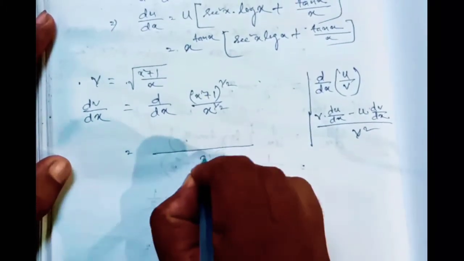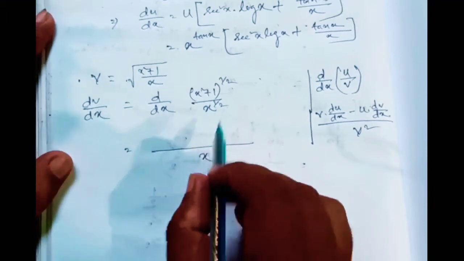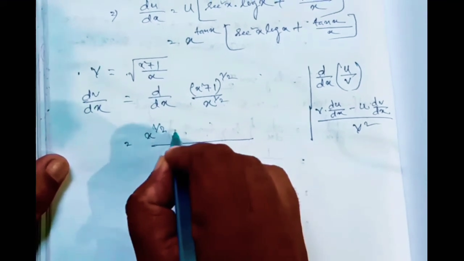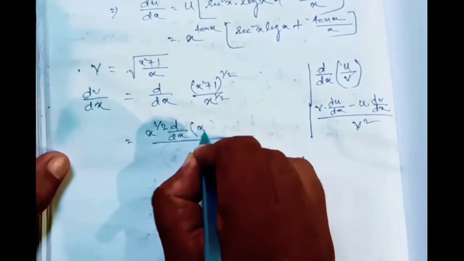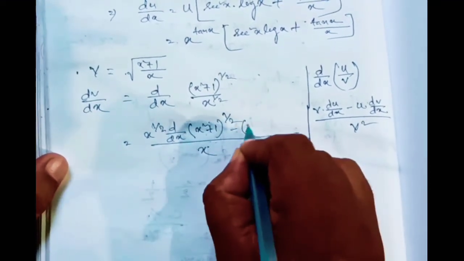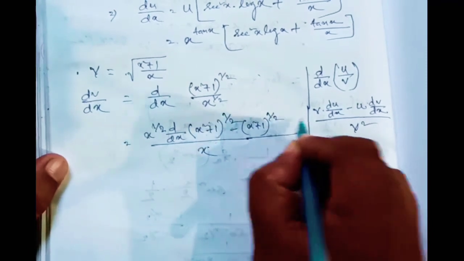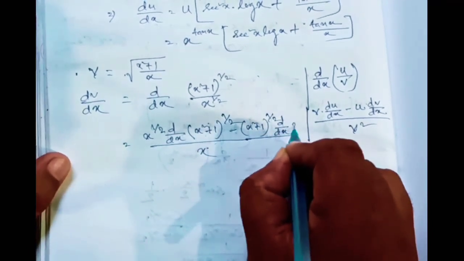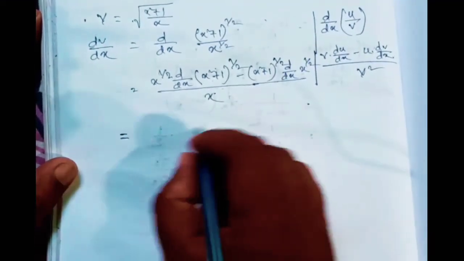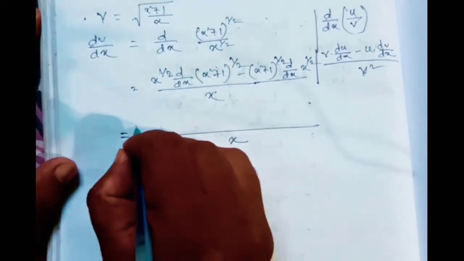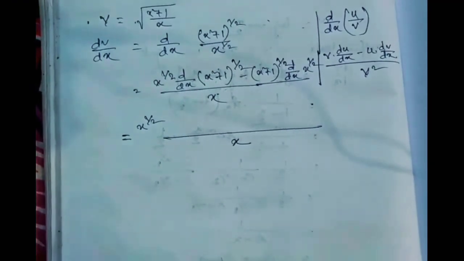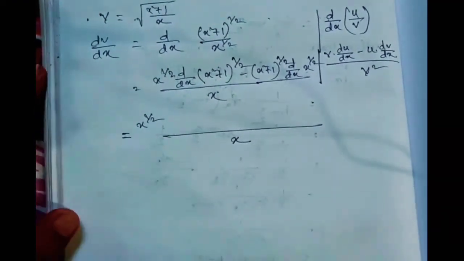What are we getting? x, next that is x to the power half square. So next x to the power half should remain here, d/dx of (x square plus 1) whole to the power half, minus (x square plus 1) whole to the power half, d/dx of x to the power half. Okay, so next this is x to the power half, this can be written as d/dx of x square plus 1, so (x square plus 1) whole to the power half.